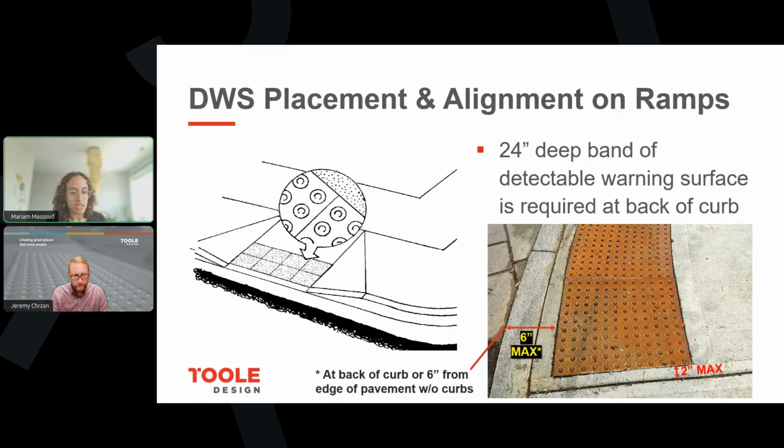And then the second dimension in the picture, the 6-inch max, what PROWAG says is that the detectable warning surface should be installed at the back of the curb. And then if there isn't curb, then the detectable warning should be a maximum of 6 inches from the edge of the pavement. So in this photo, really the detectable warning surface should have been installed right at the back of the curb.